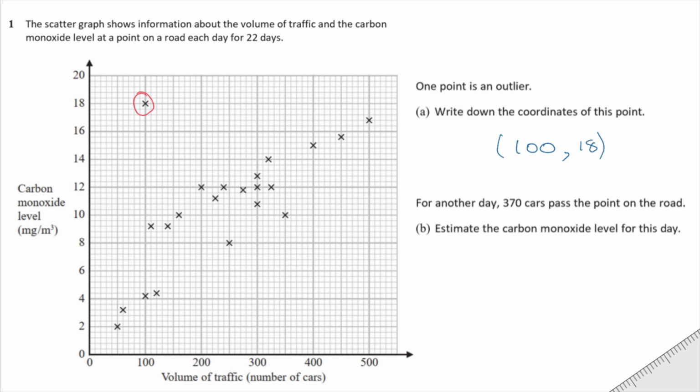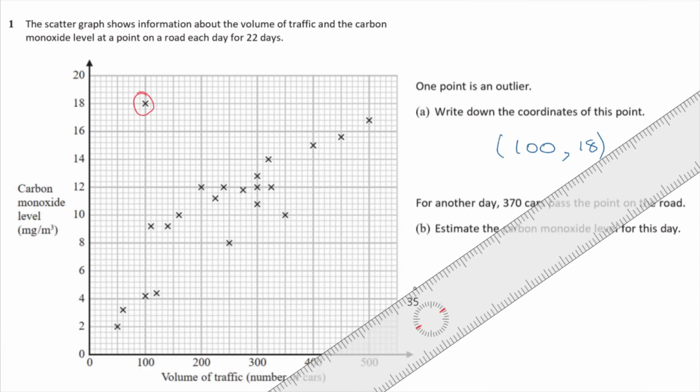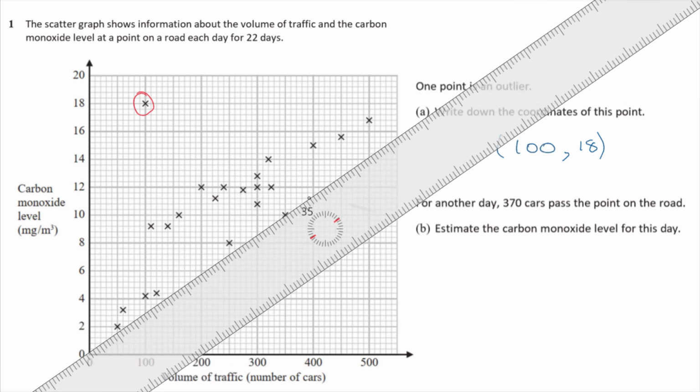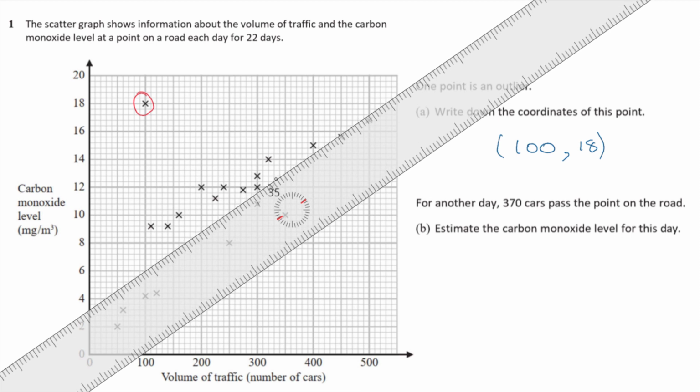18. For another day, 370 cars passed a point on the road. Estimate the carbon monoxide level for this day. Now, in order to do an estimation from a scatter graph, we need first to have a line of best fit. Now, I said that the trend line was up here, wasn't it? So if I put a ruler halfway through my data, so I've got half the points on one side and half on the other, running in that general direction, then that's going to be our line of best fit.